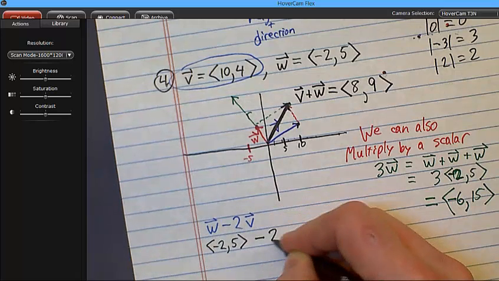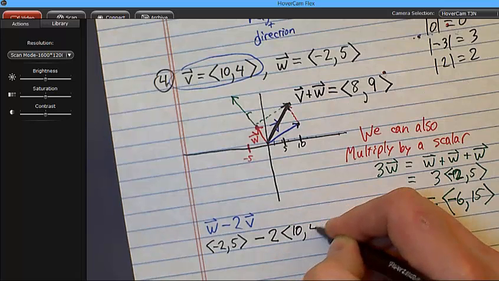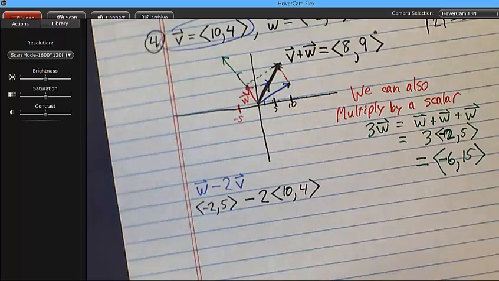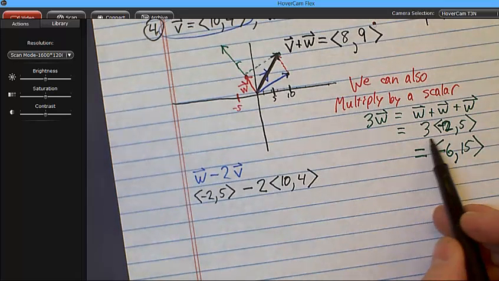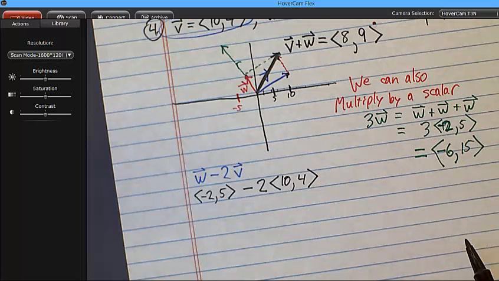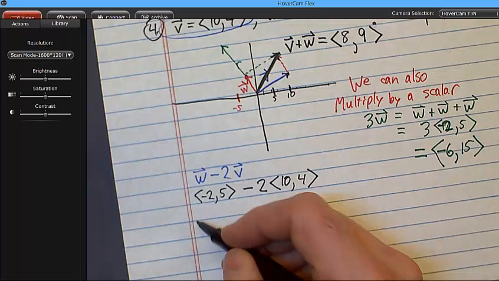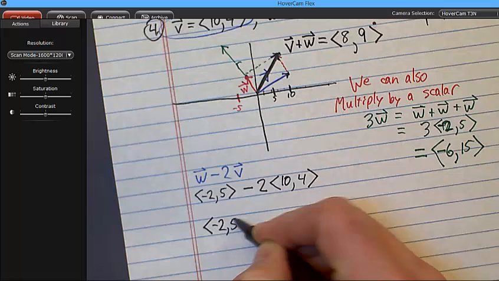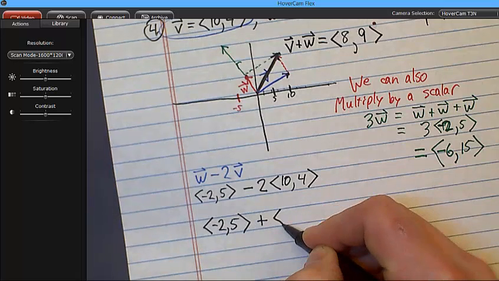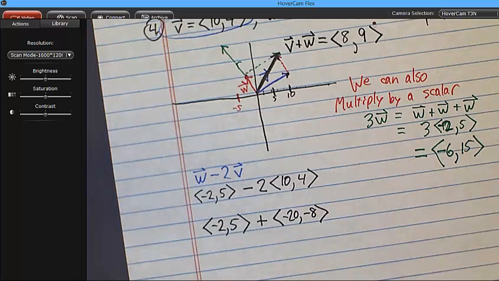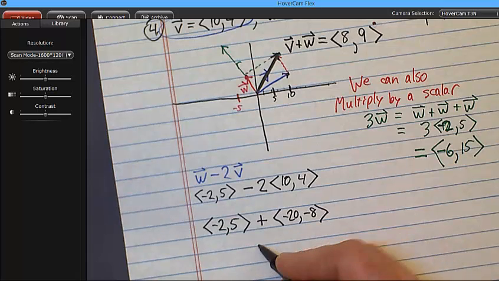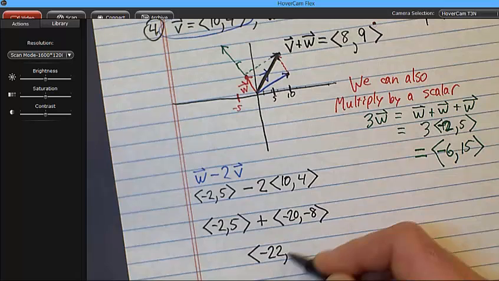Minus 2 times 10, comma 4. And so, just like we distributed the 3, you could distribute what? You could distribute the 2, or you could distribute negative 2. And if I do that, it's going to be negative 2, 5, plus negative 20, negative 8. Okay? And so I guess the answer to this one is negative 22, comma negative 3.